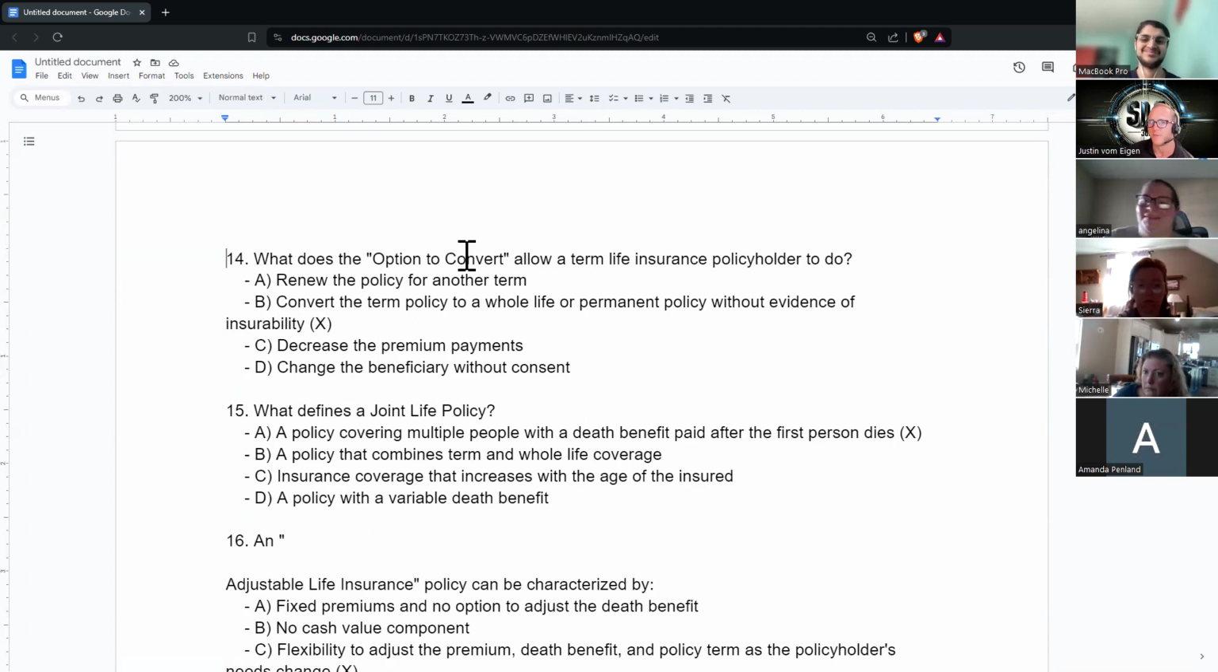So what does the option to convert allow a term policy holder to do? Convert the term policy to a whole life or permanent policy without evidence of insurability. So you say, hey, you can convert this policy to a whole life without having to prove insurability.